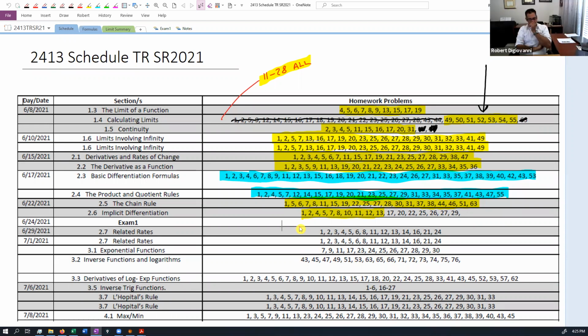Alejandro, go ahead. Yeah, I was just gonna ask. I think you mentioned earlier, when you were talking about the test the other day, that we could use our formula charts if we wanted to? Yes, you just have to have them printed out.